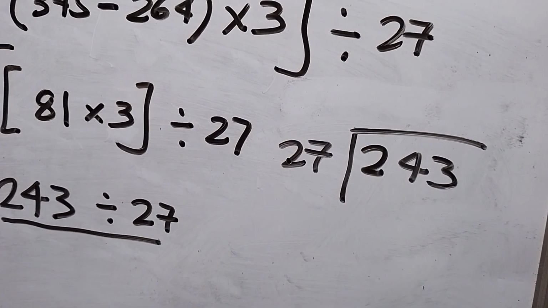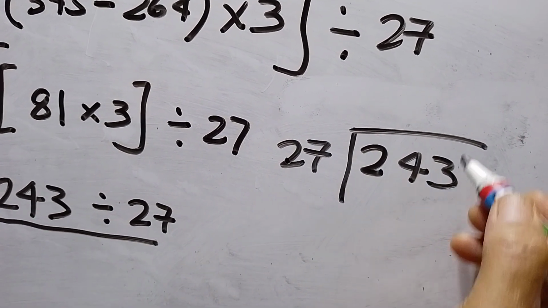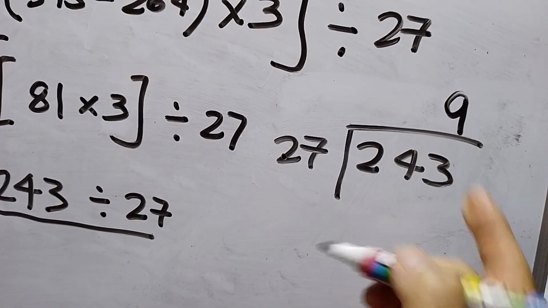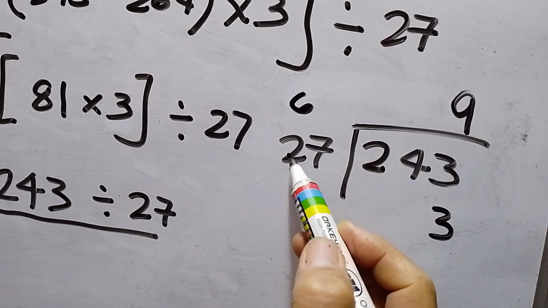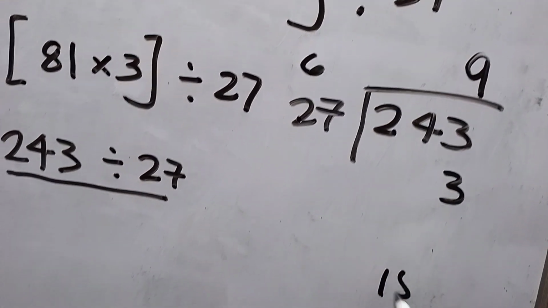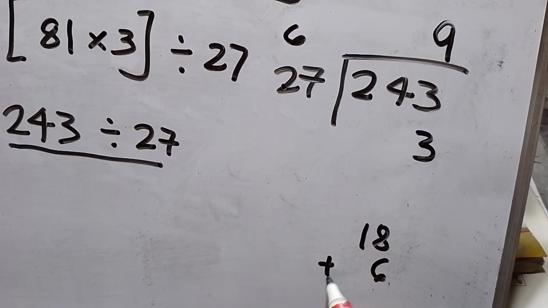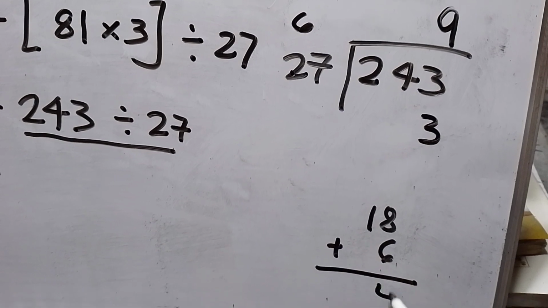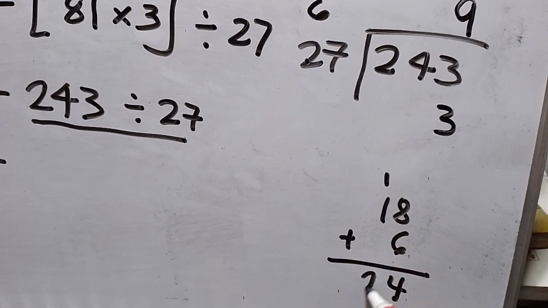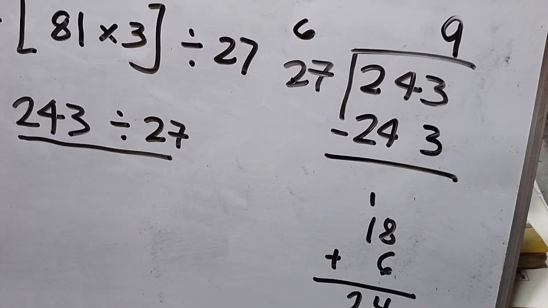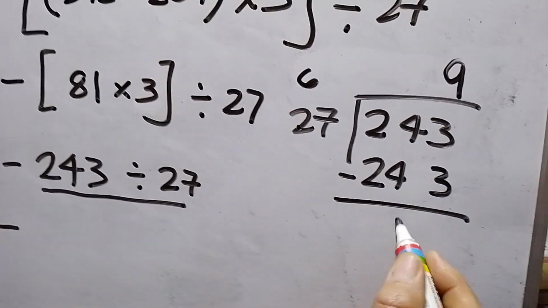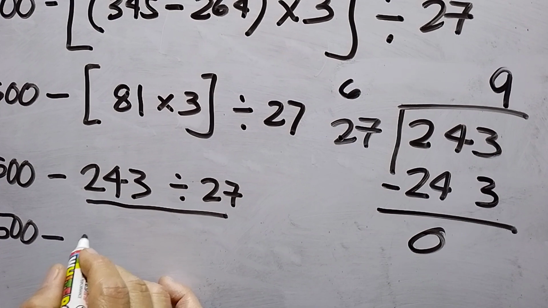243 is divided by 27. So, estimate this is 9. 9 times 7 is 63. Carry 6. 9 times 2 is 18. And then 18 plus 6. So, 8 plus 6 is 14. Carry 1. So, this will be 2. So, I have here 243. Take away 243 is 0. So, this is 9.